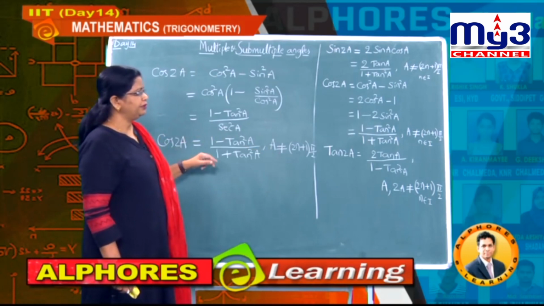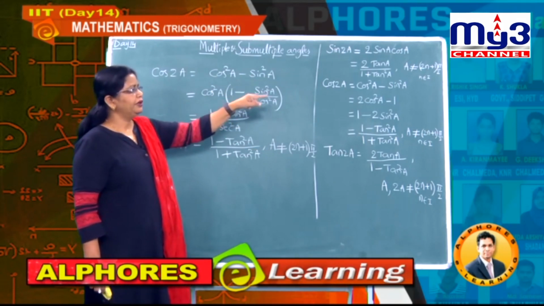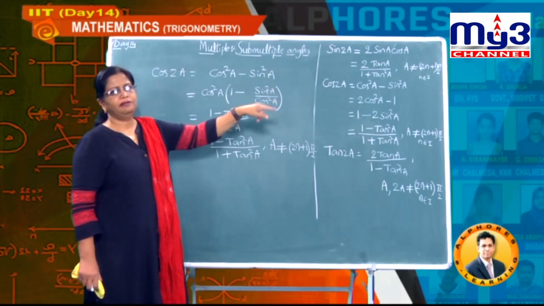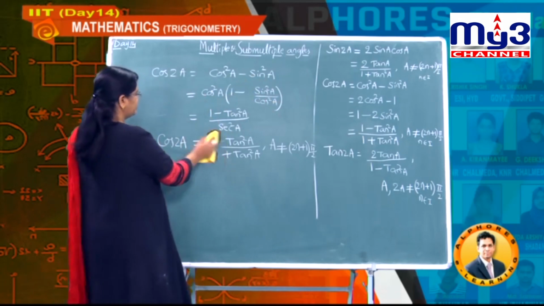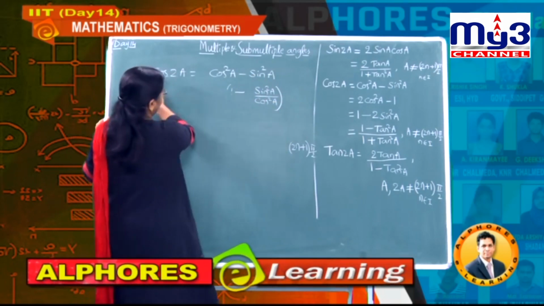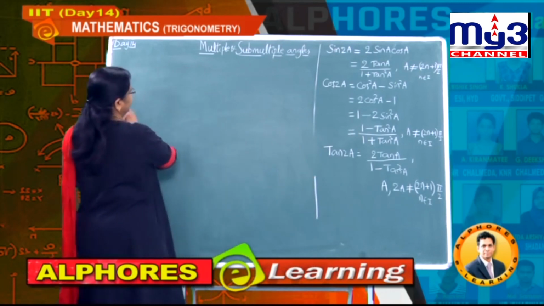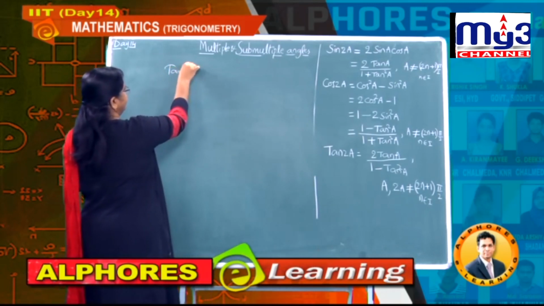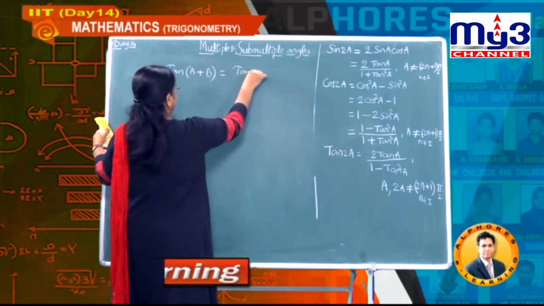So whenever you are going to apply sin 2A or cos 2A in the formula of tan, you should be cautious about that A value. It shouldn't be an odd multiple of pi by 2. Now students, let us observe the tan 2A value. What is our tan of A plus B formula? It is tan A plus tan B divided by how much? 1 minus tan A tan B.